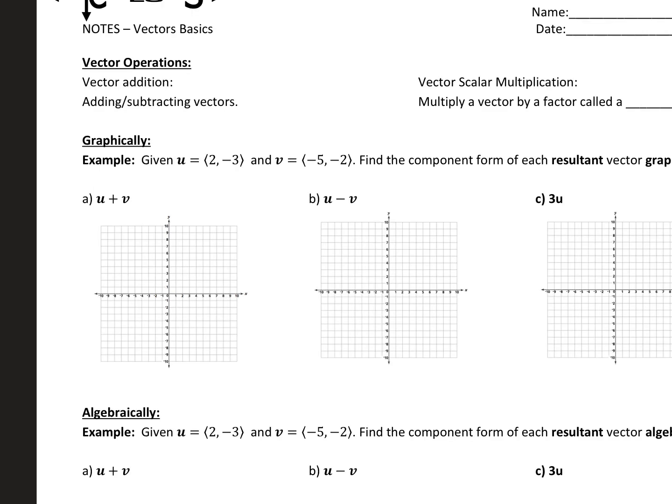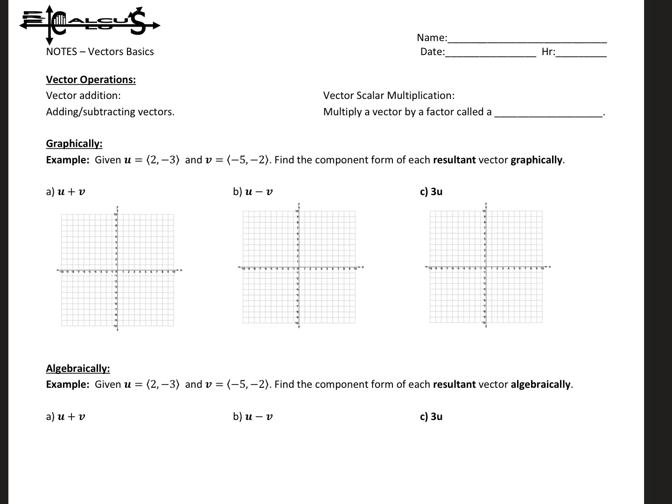Okay, now let's get into vector operations. And so we have vector addition, which is adding or subtracting vectors, because even when you're subtracting, you're just adding by a negative number. So we call that vector addition. And then we have vector scalar multiplication. So that just means that we're multiplying a vector by a factor called a scalar. Okay, so I'm going to show this to you graphically, and then we will do it algebraically.